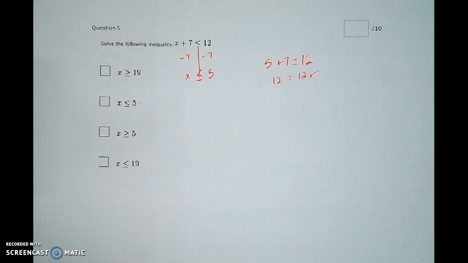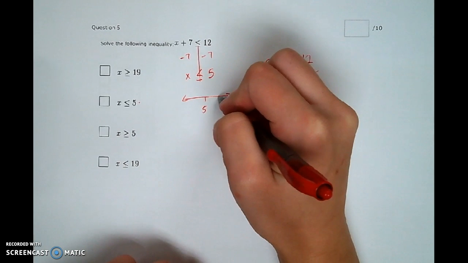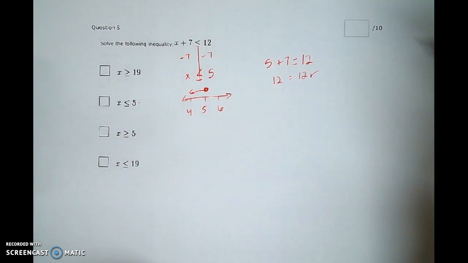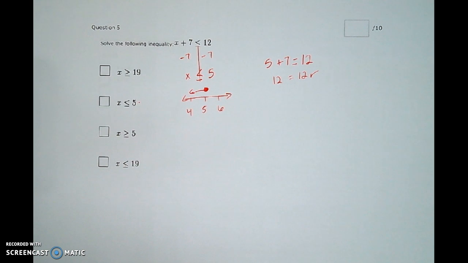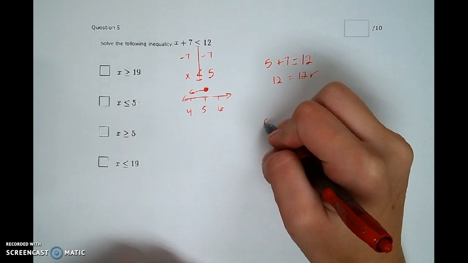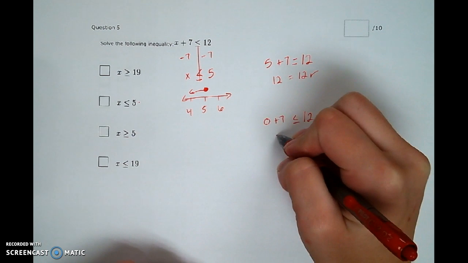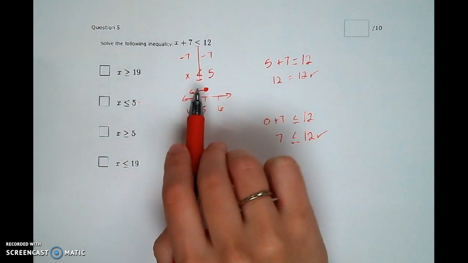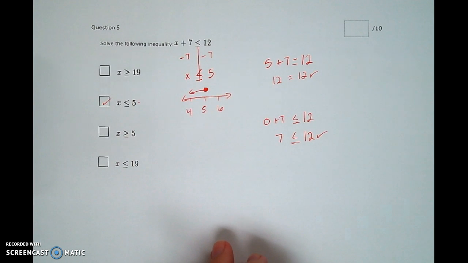Now I need to make sure that my inequality is correct. So I want to pick something. If I sketch this, I know I'm going to have a closed circle, and it's going to be pointing to the left. I always check to see if 0 is in my solution set, and in this case 0 will be part of my solution set, so I would use that to plug in. So I'll say 0 plus 7 is less than or equal to 12, and I know 0 plus 7 is 7. So is 7 less than or equal to 12? It is, so that's how I know that the direction of my inequality is also correct. After I check it, I can go ahead and select my answer.